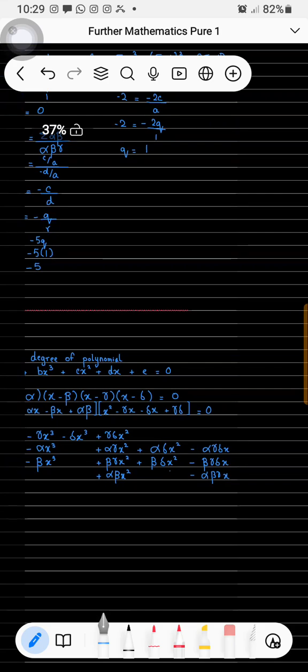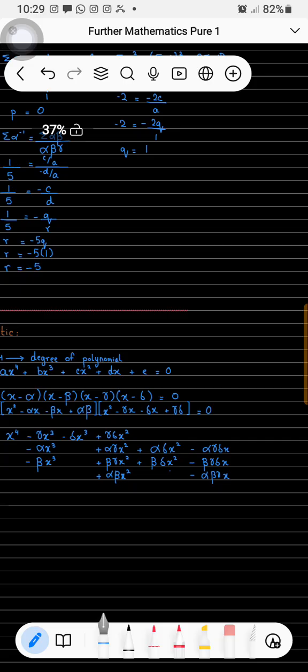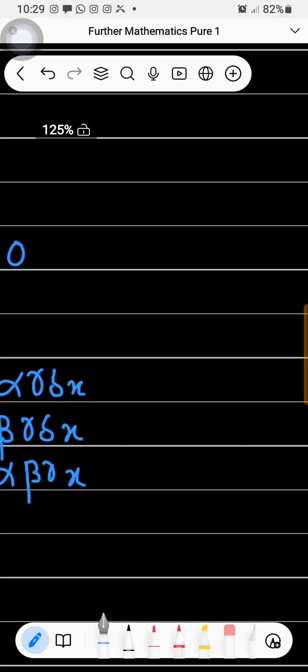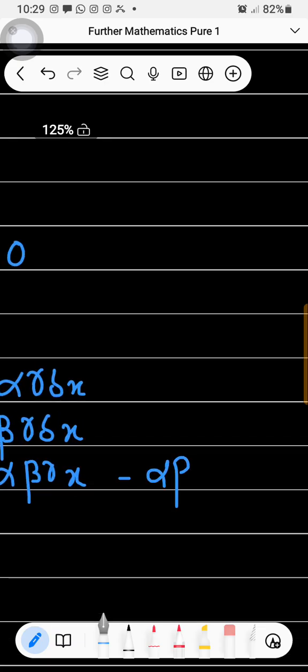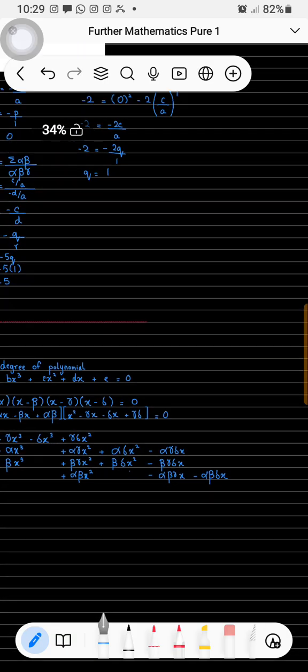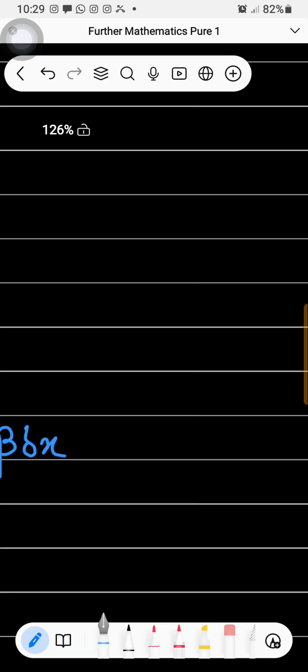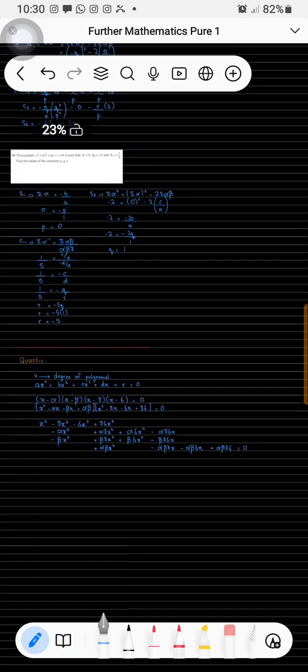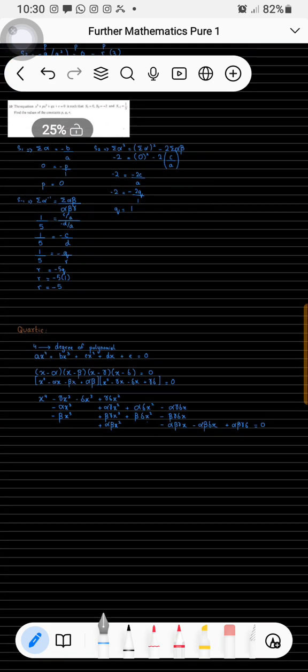Okay, then if we multiply alpha beta with minus delta x, it becomes minus alpha beta delta x. If we multiply alpha beta with gamma delta, it becomes plus alpha beta gamma delta equal to 0. So this is our expansion which we have to go step by step, and now we can write it in better form.